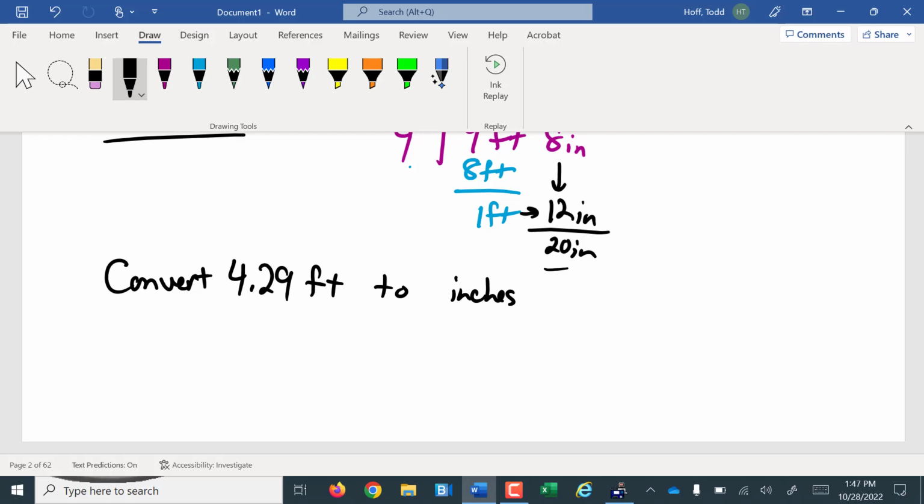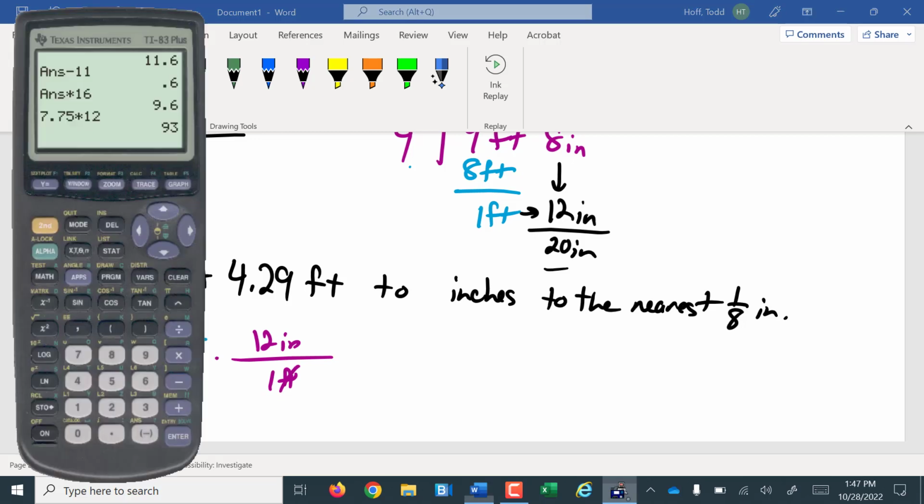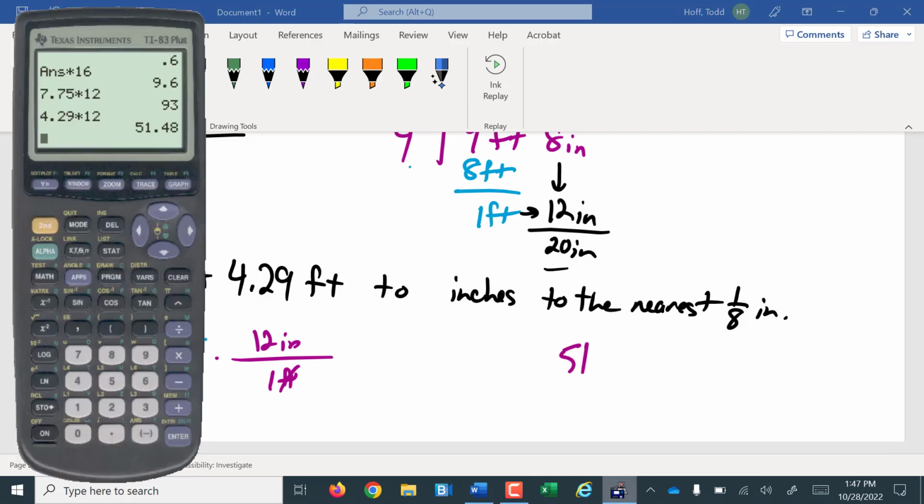So let's convert 4.29 feet to inches to the nearest eighth inch. So 4.29 feet. To turn that into inches, what are we going to do? Times 12. You got it. So we'll start out with the calculator. 4.29 times 12. So that's how many inches? 51.